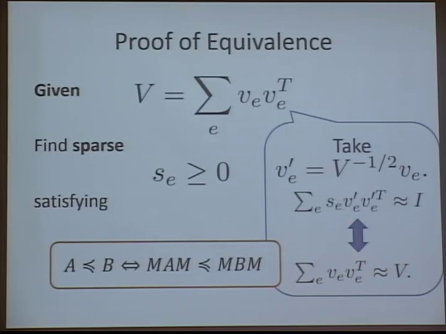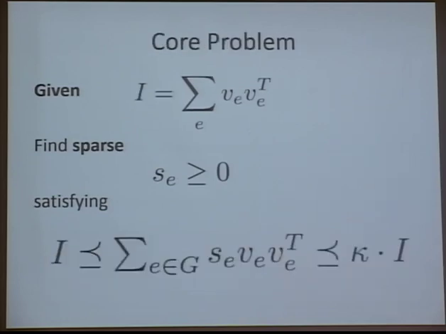But now the point is, if I find a sparse approximation of V prime, the same weights will also work for V. And the reason is that this positive semi-definite ordering is preserved under multiplication by invertible matrices. So if A is less than B, I can multiply by M on both sides. Here, if I approximate the identity and then multiply by V to the one half on both sides, I approximate V. It's a generalization of the fact that if you want a multiplicative approximation of a number, you can scale everything by a constant and nothing changes. So this is the core problem that I want to solve.